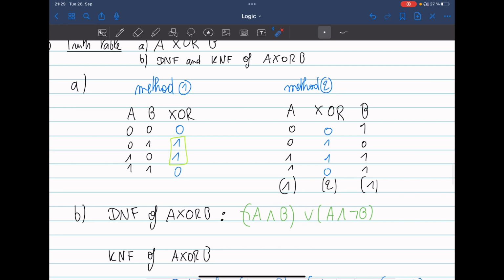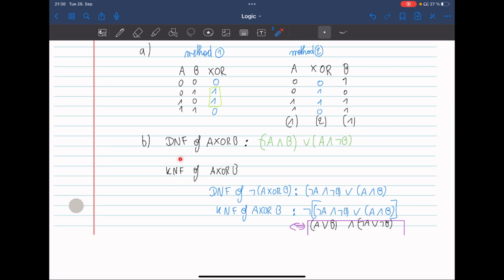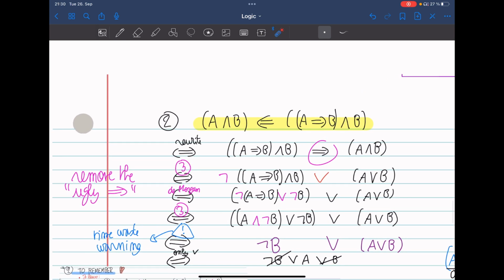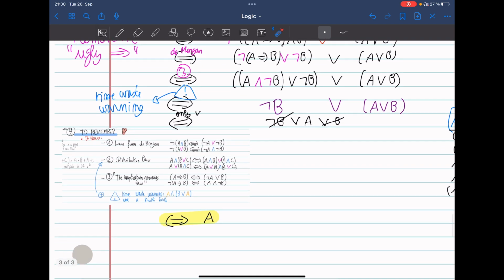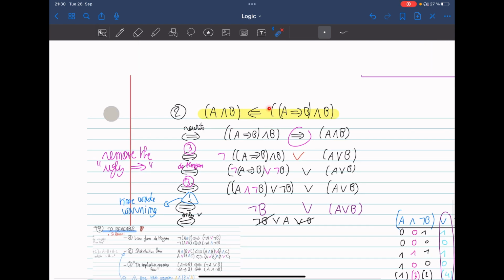So now, for the DNF of A XOR B, this is the one. We just look at this column and this column. And for the CNF, so the conjunctive normal form of A XOR B, we end up finding this. Now let's go for the last exercises. So there are many steps, but it's only using those three main laws. So we start by rewriting it in the right direction, because it's just easier to see.